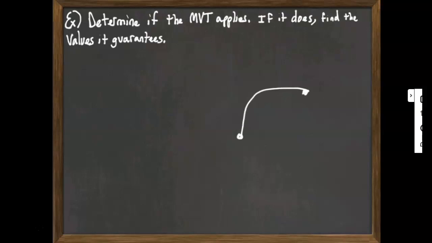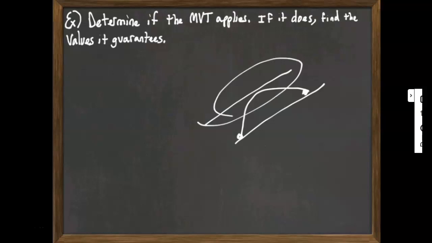It says they don't have to be the same, but there still is going to be a place where the tangent line slope is the same as the secant line slope between the 2 points. Or in other words, there's a place where the instant rate of change is the same as the average rate of change. I always think of it this way.